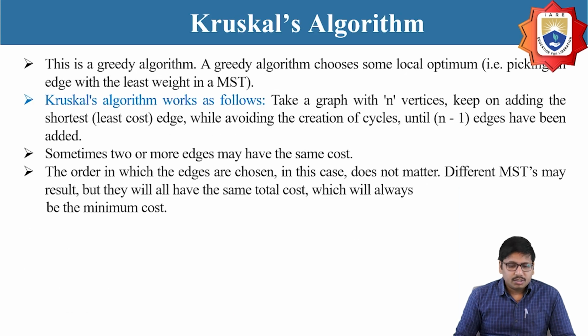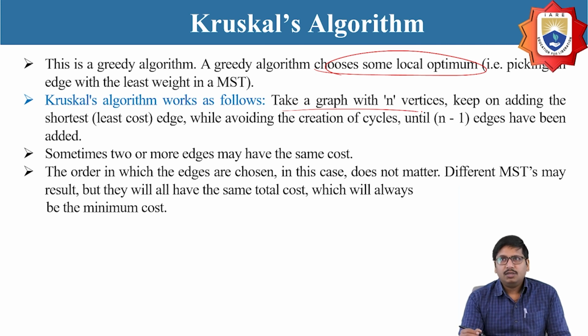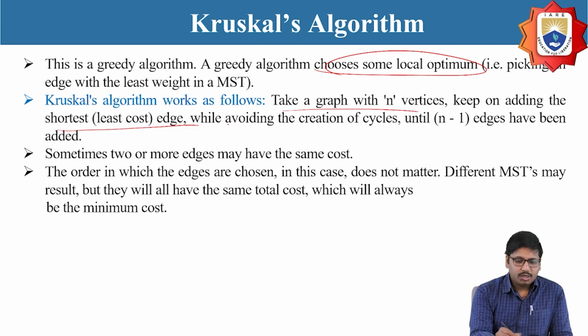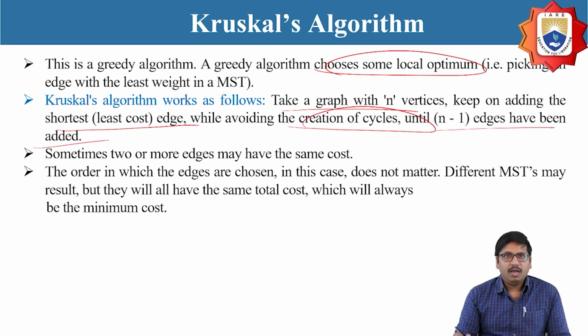So what is Kruskal's algorithm? Kruskal's algorithm is nothing but a greedy algorithm. Here, greedy means choosing the local optimum, that is, picking the edge with the least weight for the spanning tree. Kruskal's algorithm works as follows: take a graph with n vertices and keep on adding the shortest edge, while avoiding the creation of cycles, until n minus 1 edges have been added.